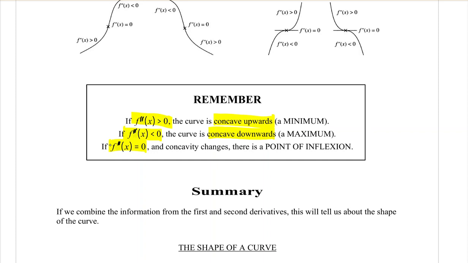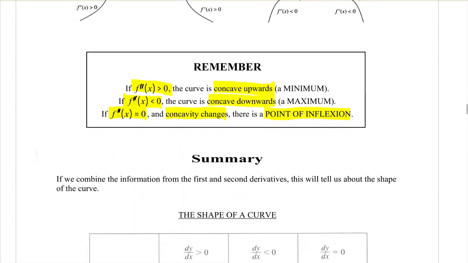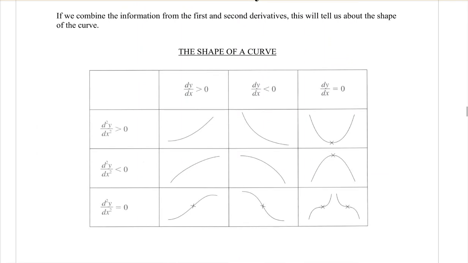That's something that we have to check for, because not every time that the second derivative is equal to zero is a point of inflection. We have to actually check that the concavity changes, always, always, and the question won't necessarily remind you to do that. Then it will be a point of inflection. There is a summary of all of that in a diagram form here.